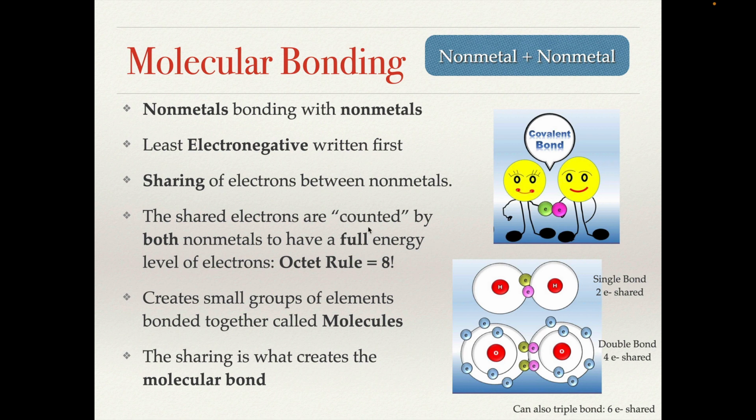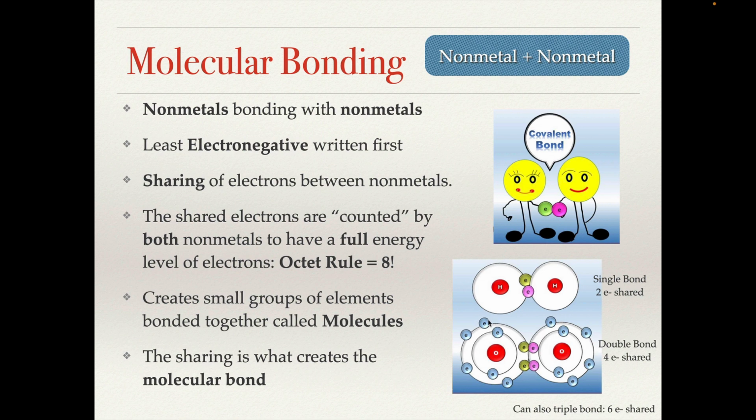Okay. Now, everything else is going to want to have 8. So if you want a full energy level, or to satisfy that octet rule of 8, you're going to share as many as you need to. So here's 2 oxygens, and each oxygen is going to share 2 pairs of electrons, or a total of 4 electrons. And that's going to give each of them 8.